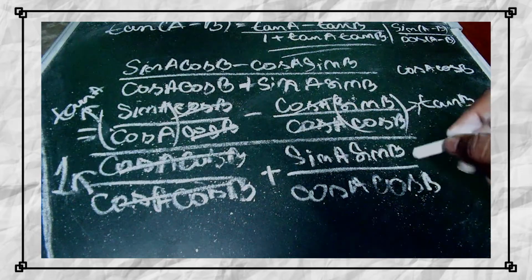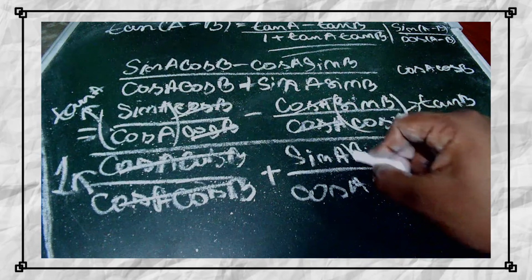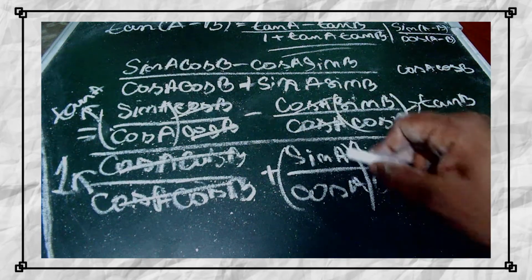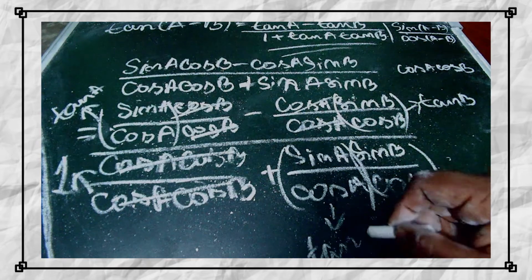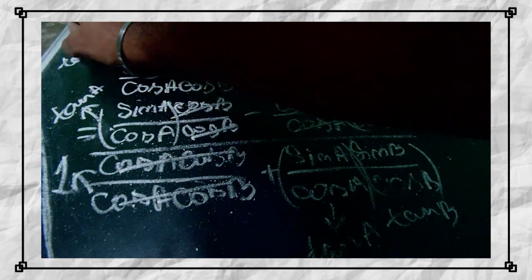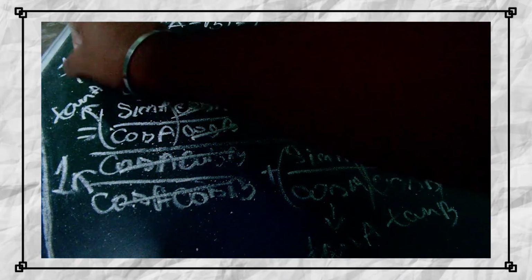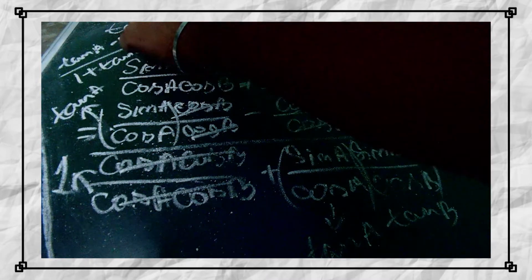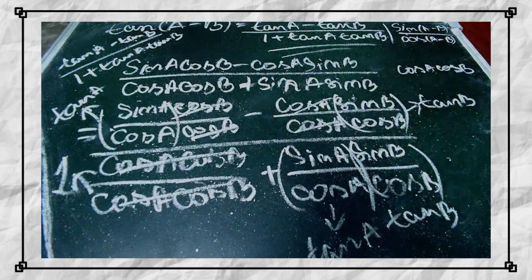Now sin a sin b divided by cos a cos b, we have sin a by cos a and sin b by cos b, which is tan a into tan b. So we get the formula tan a minus tan b divided by 1 plus tan a into tan b. So this was the derivation of tan of a minus b.